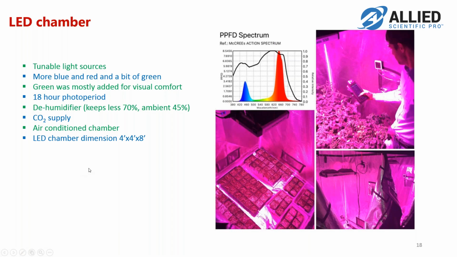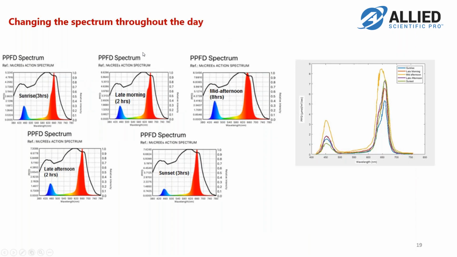This had an 18-hour photo period, so 6 hours more than the outside garden and the greenhouse. It also had a dehumidifier, CO2 supply, and air conditioning that kept the temperature around 70 degrees. So it had better environmental conditions and more light as compared to the outside garden. So let's look at the spectrum that was adjusted for different times of the day.